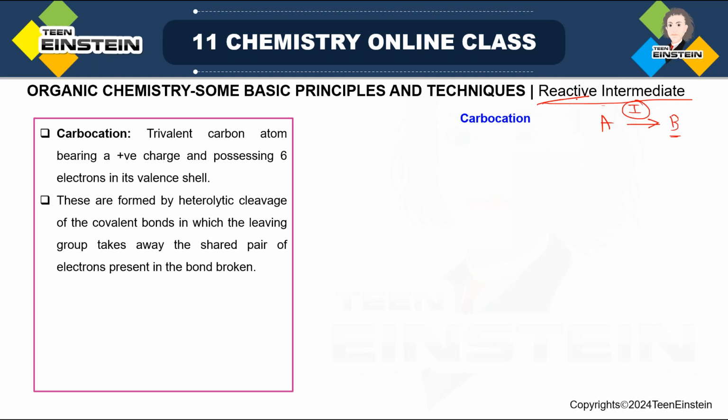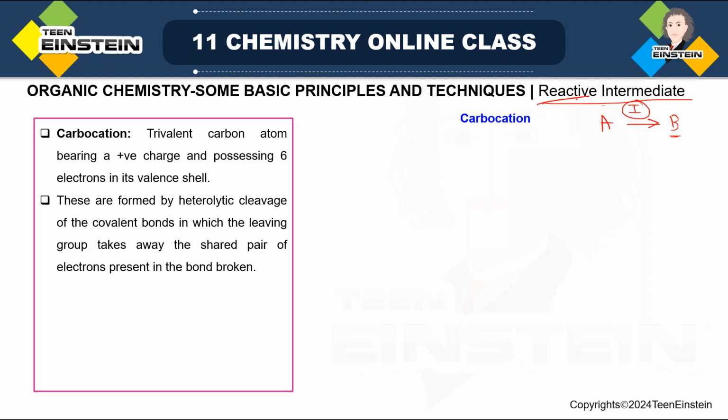They are very reactive, and that is why ultimately they are converted to the final product B. But still, compared to the transition state, their stability is high. So what is a transition state? What is an intermediate? Everything we have already discussed in one of the previous classes. Now, this reactive intermediate, we will go into the details.